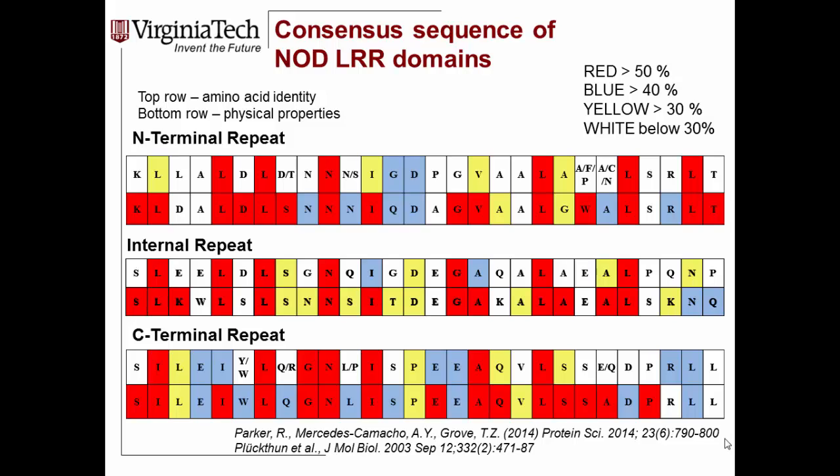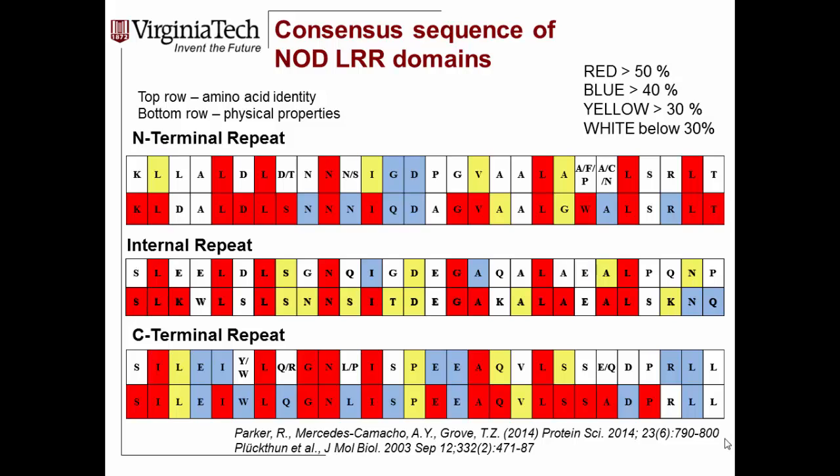We have analyzed the NOD subfamily from mammalian organisms, and I will quickly show you what the sequence analysis tells us. We analyzed the N-terminal repeat, internal repeat, and C-terminal repeat separately. In the top row of each table, we are looking at the amino acid identity. And in the bottom row of each table, we are looking at conservation of physical properties of amino acids.